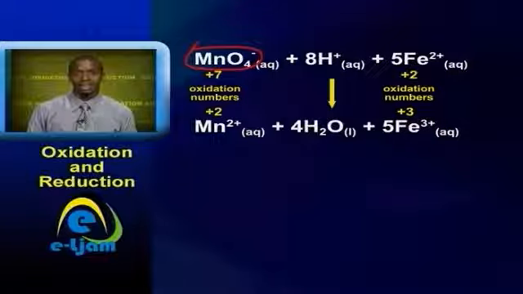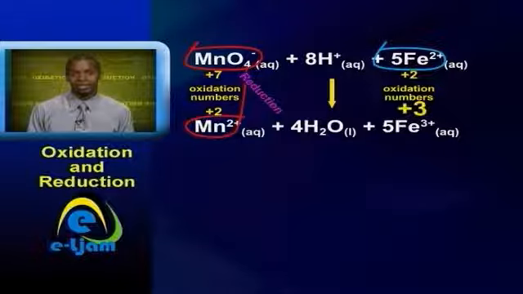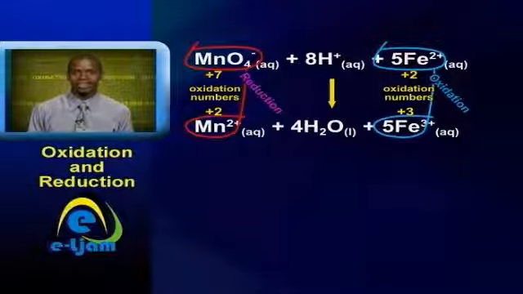MnO4- is the oxidizing agent, as the oxidation number of manganese in MnO4- decreased from +7 to +2 in Mn2+, and MnO4- is therefore reduced. Iron 2+ loses an electron, and therefore its oxidation state increases from +2 to +3. Hence, it is oxidized and is therefore the reducing agent.